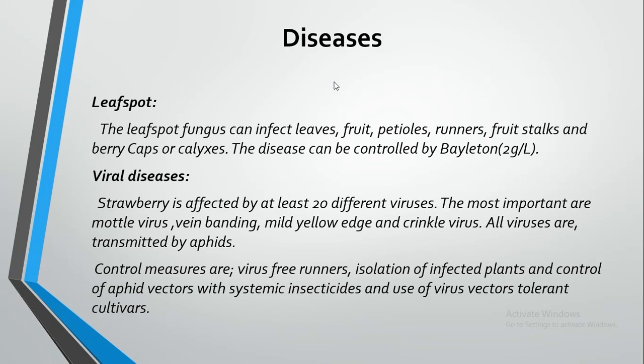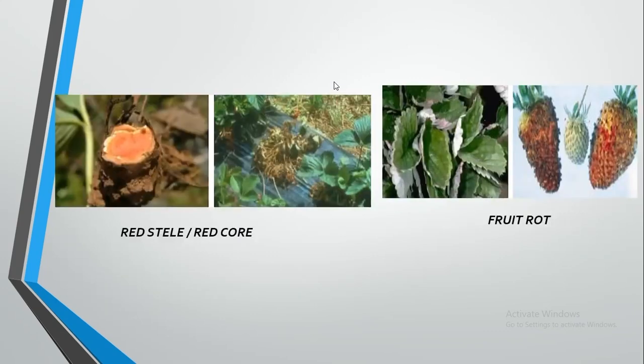Viral disease. The strawberry plant is affected by at least 20 different viruses. And most important are mottle virus, vine bending, mild yellow edge, and crinkle virus. And all of these are transmitted by aphids. So control measures for management of viral diseases are virus-free runners. We can use virus-free runners, we can isolate infected plants and spray of insecticides. So this is the disease, red stele or red core of strawberry.